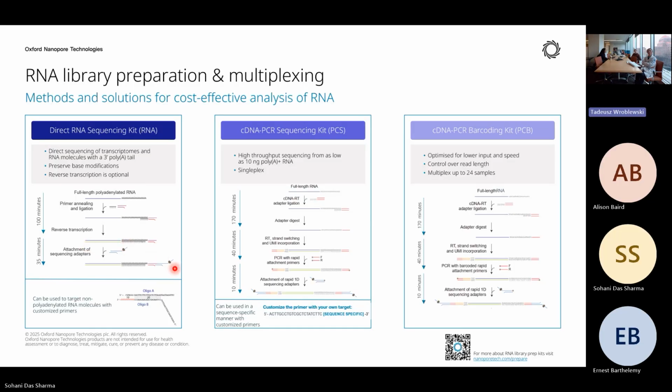But when you are attaching the adapter, it is going to only read the RNA. It's not reading the cDNA, and that is the reason it is direct RNA. So even if you do reverse transcription, the cDNA is only acting as a scaffolding platform, and we are not sequencing it.